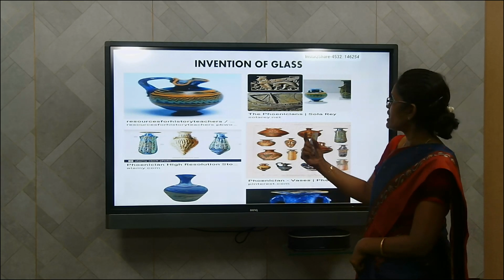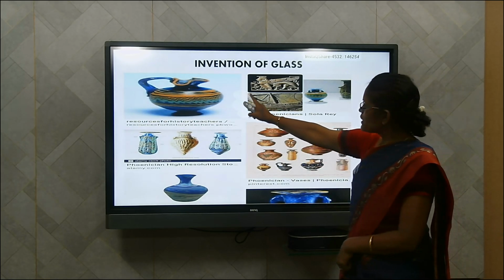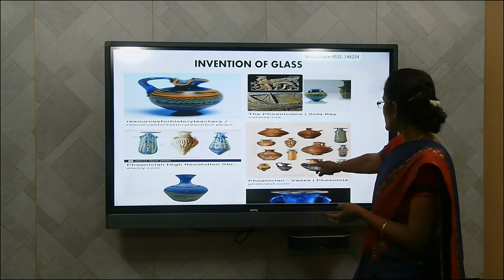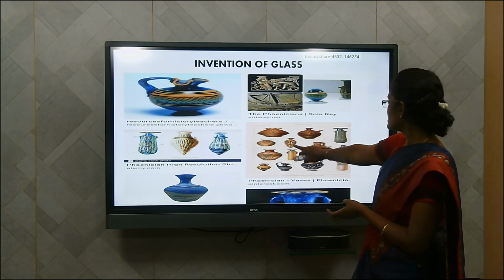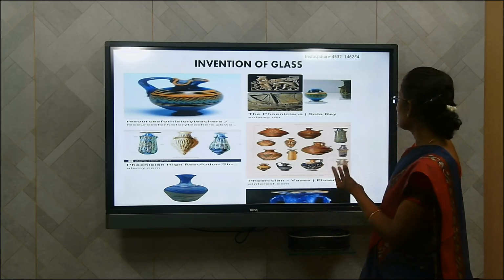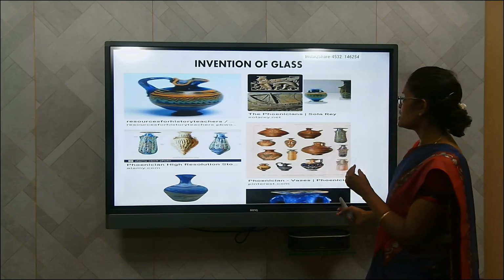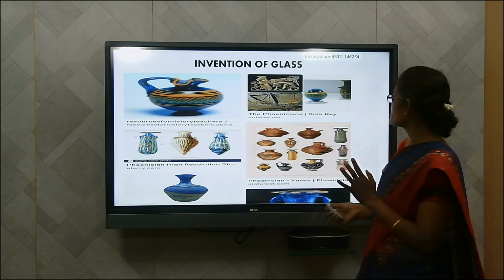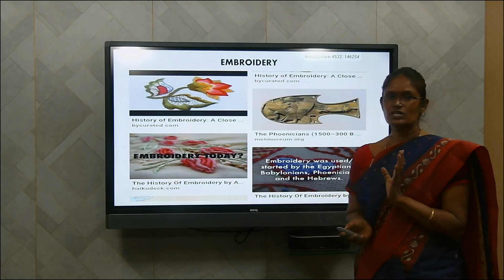They made glasses, and we can see the shapes, the handles, the mouth, the neck, and the colors and colors. We see the colors of melting, and the combination of colors is so good to see. So these are all special inventions of the Phoenician civilization.